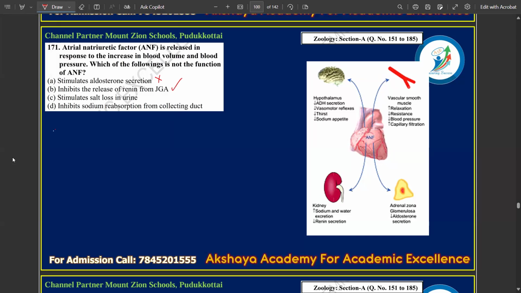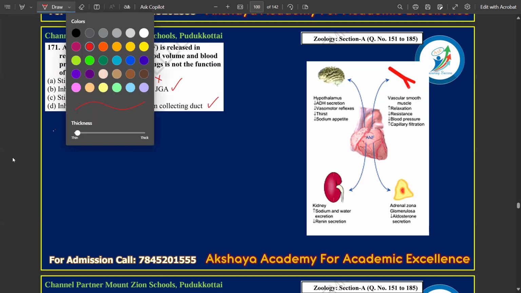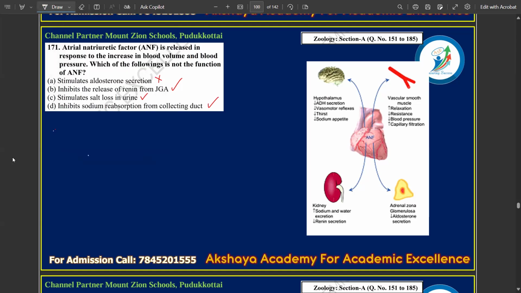Stimulates salt loss in the urine. This is true. Inhibits sodium reabsorption from collecting duct. This is also true. So the function not performed by ANF is stimulating the aldosterone secretion. So here your answer will be answer A.